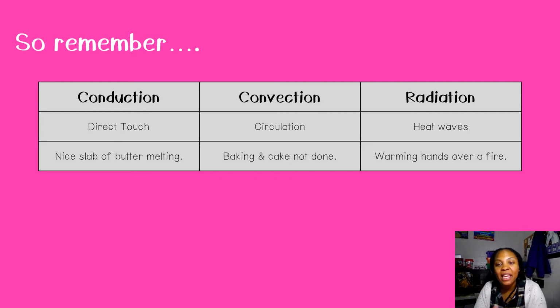Radiation is heat being transferred through heat waves. An example would be warming our hands over a fire, or if you go to a buffet and you can see there's a heat lamp over the food, it's keeping it warm and that heat is being transferred through radiation. If I went too fast, as always, feel free to go back and rewind.